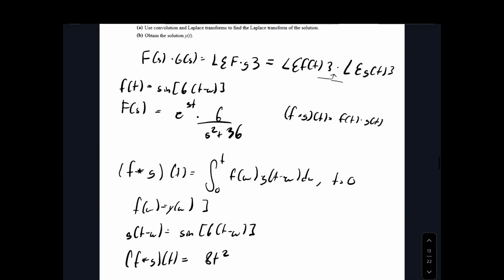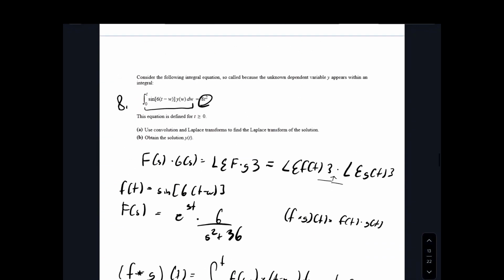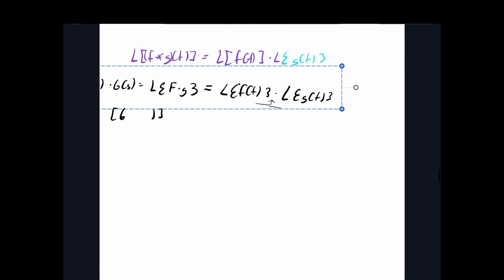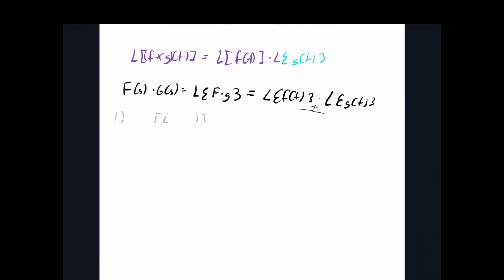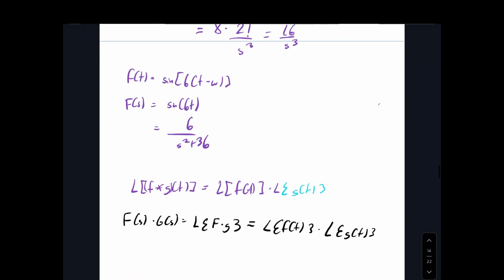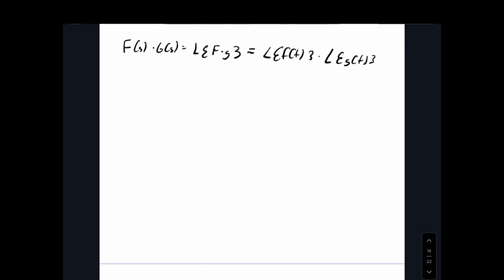That being this one right here. Okay, so bringing everything together with this formula. I know that the convolution equals 8t squared. It's given to me, 8t squared. And I want to solve for y at t.